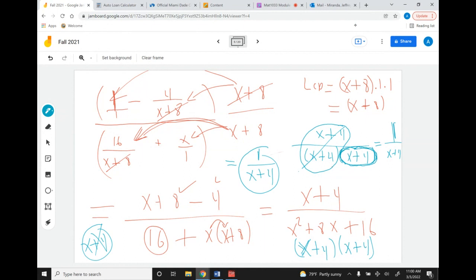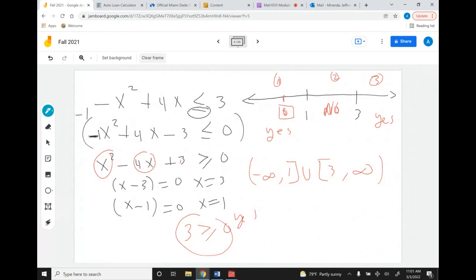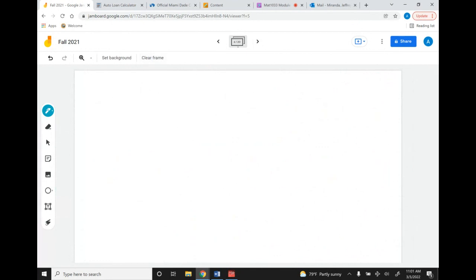For practice, what is the domain here? The domain is all real numbers except -4. Where did I get -4 from? Here. Set the denominator equal to 0. And when you solve for x, you get -4. This tells you that x cannot be equal to -4 because x plus 4 is the denominator. Okay? All right. Now let's do solving equations.